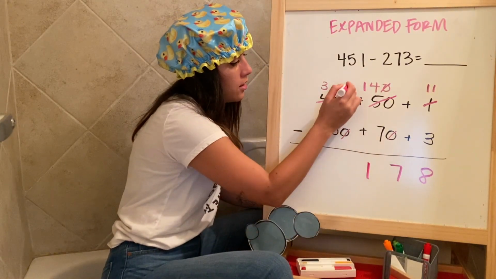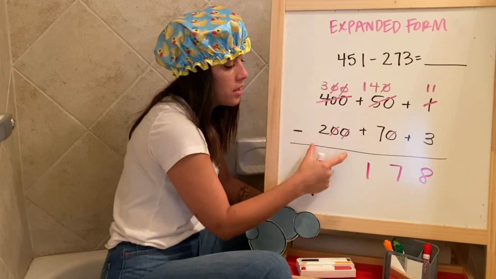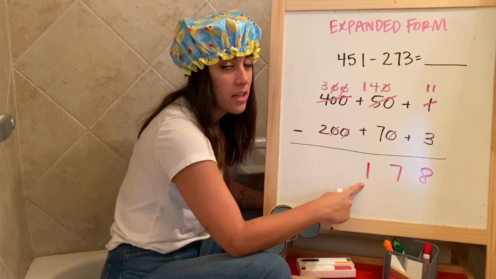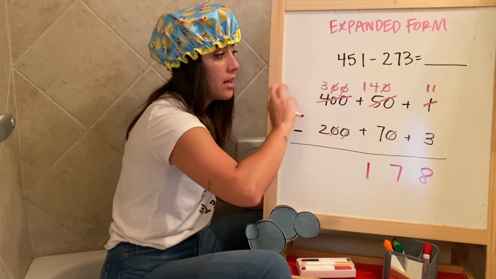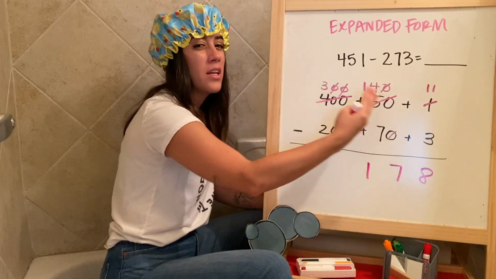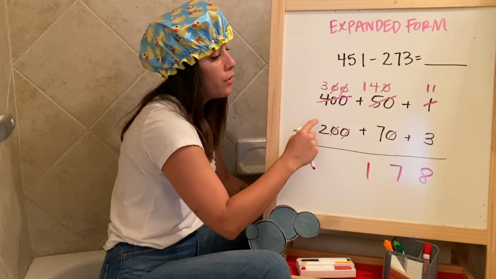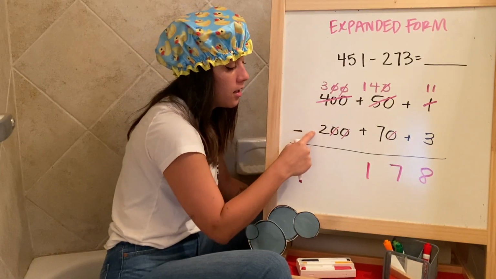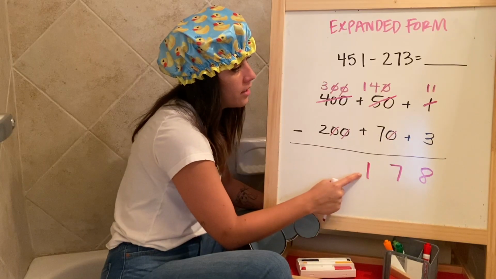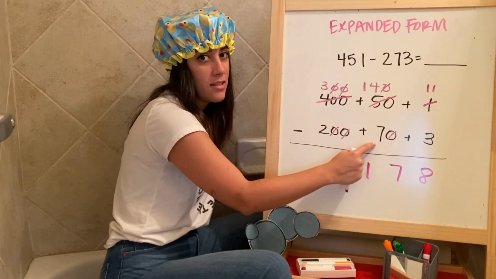I don't need those zeros because now we're in the hundreds place value. I'm putting it in the hundreds place value. So this is the reason I knocked out those zeros, again, because we were in expanded form. So basically 3 minus 2 in the hundreds place value is 1, right? So that's also what I did in the tens.